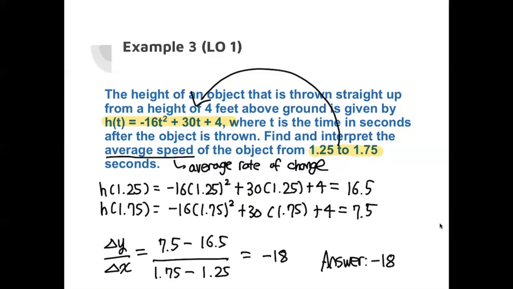negative 18. But because the question is a word problem, you have to write the unit as well. It's speed, and they give you that it's feet and seconds, right? So it's going to be negative 18 feet per second. Okay. Yeah, so that's how you can find the average rate of change.